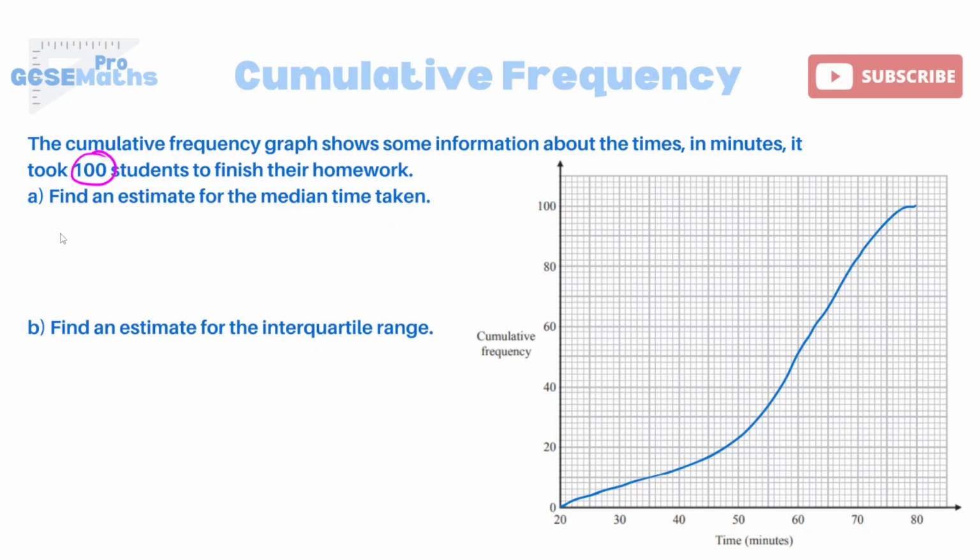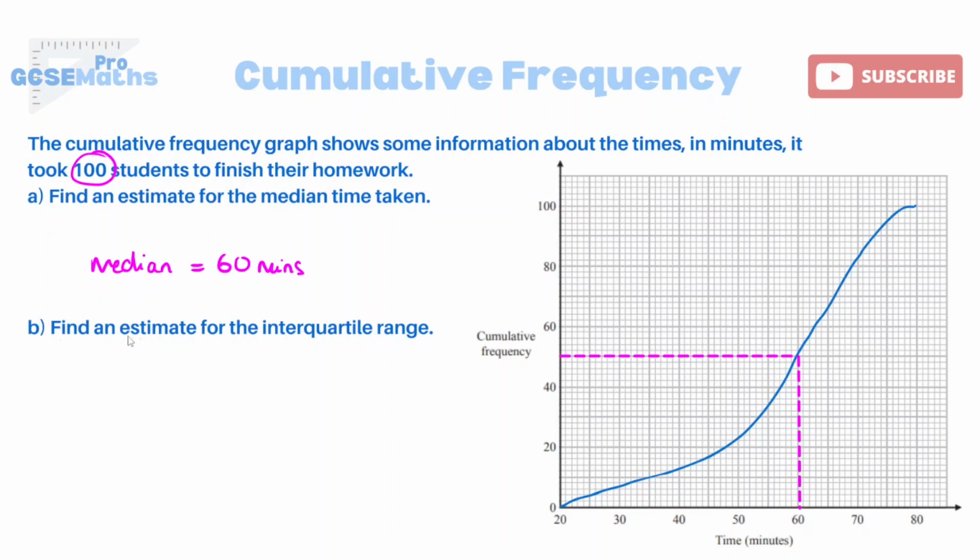So the median being half or 50%, we want to know where is student number 50. That's half, isn't it? So come to 50 on your graph on the y-axis. Draw a line across and then down. Okay, this one's quite nice. You can see it's pretty much exactly on 60, isn't it there? So the median is 60, in this case minutes. Now they'll probably give you the units anyway in the answer box.